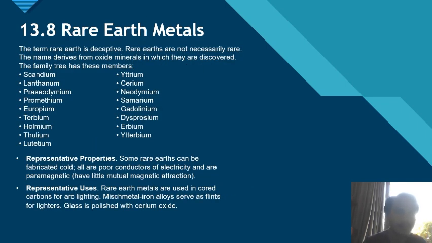And the rare earth metals. The term rare earth is deceptive. Rare earths are not necessarily rare. The name derives from the oxide minerals in which they are discovered. The family has these members: scandium, lanthanum, praseodymium, promethium, europium, terbium, holmium, thulium, lutetium, yttrium, cerium, neodymium, samarium, gadolinium, dysprosium, erbium, and ytterbium.